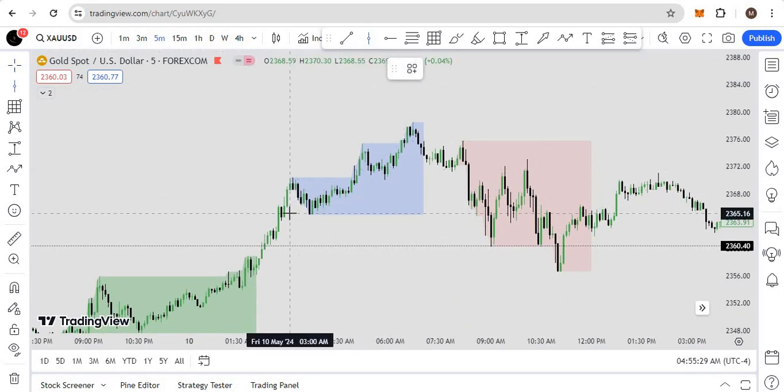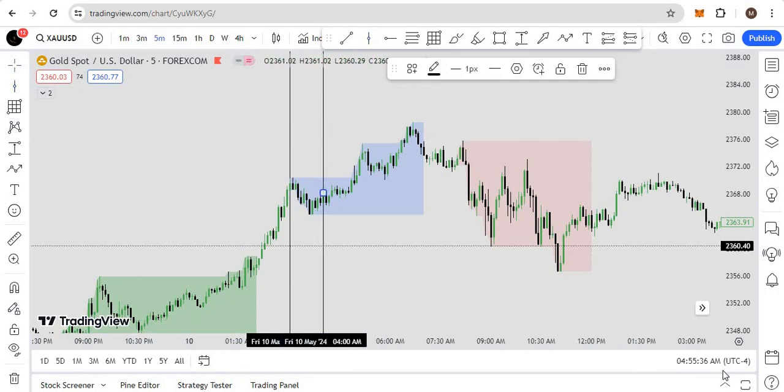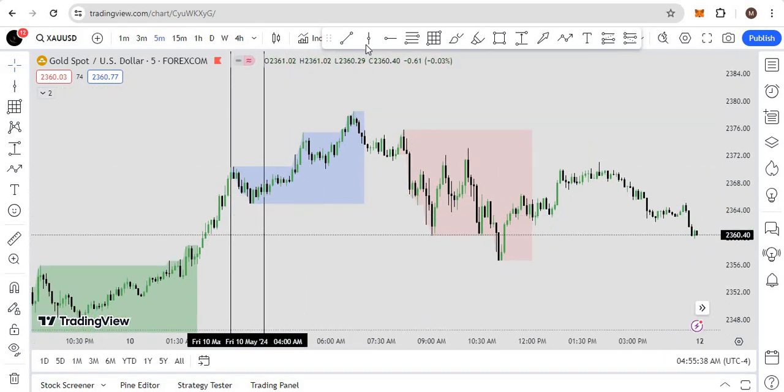First we have to mark out the time: 3 AM is the first thing, and we have to mark out 4 AM New York time. This is the first time period.